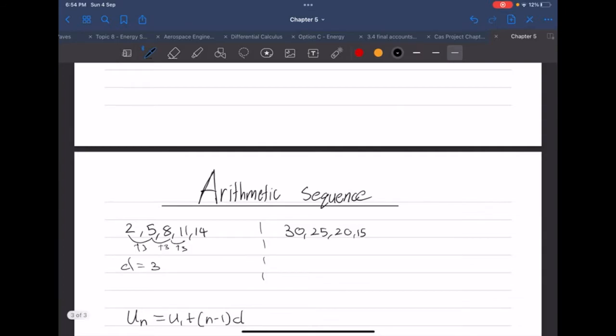This is also an arithmetic sequence because 30 to 25 is minus 5, 25 to 20 is minus 5, and 20 to 15 is also minus 5. So here the common difference is minus 5.